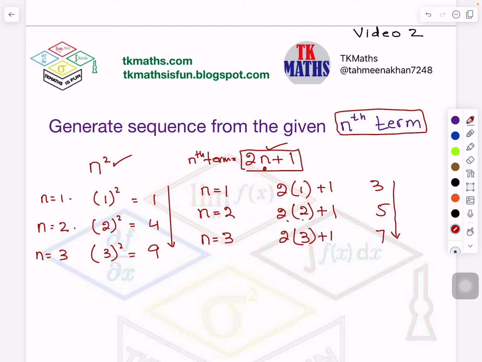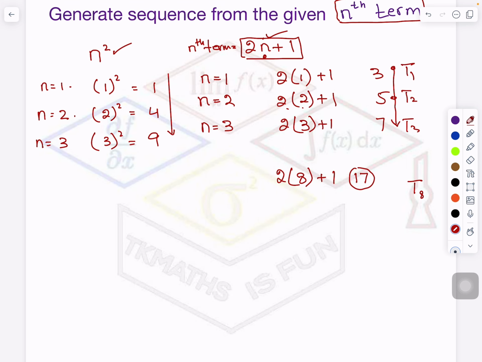Now suppose these are my terms, right? First term, second term, let me call it T1, T2, T3. If I ask you, tell me the 8th term, what will you do? Absolutely right. You will write in place of n, 8. So the term will be 17, right? Because n is 8, 2 eights are 16, plus 1. Okay, I'm right. So you understood this is the meaning of nth term.